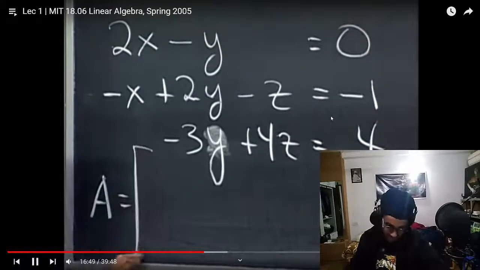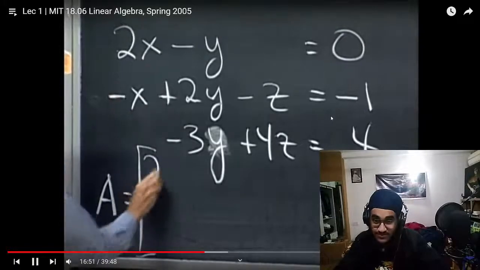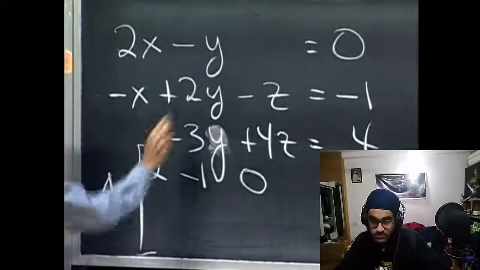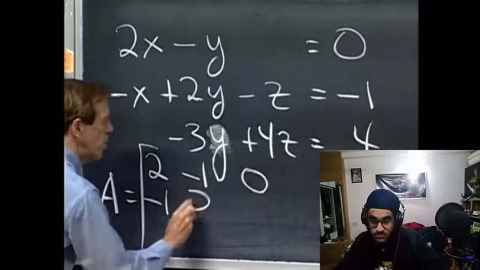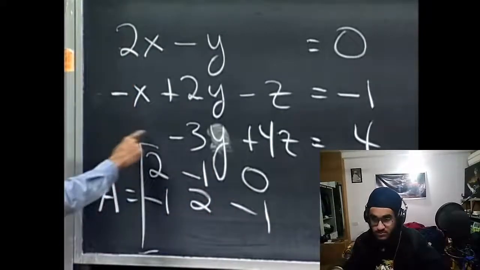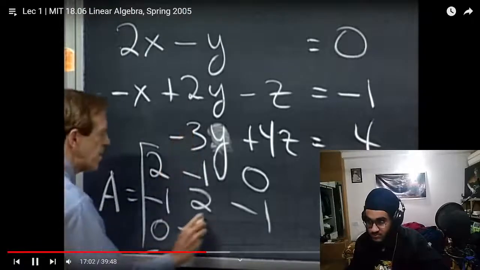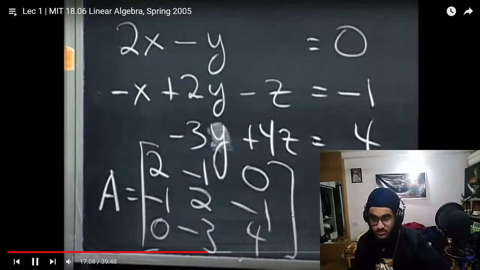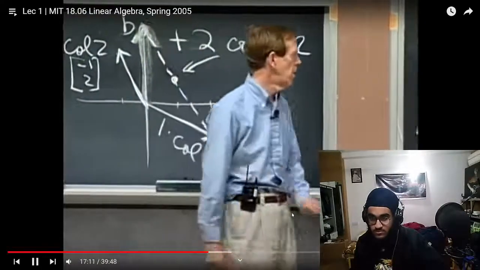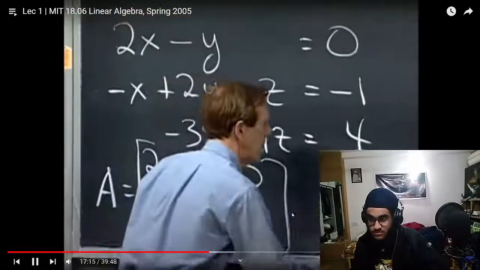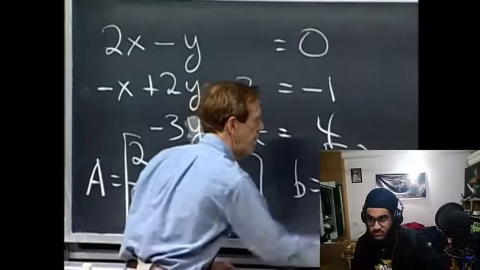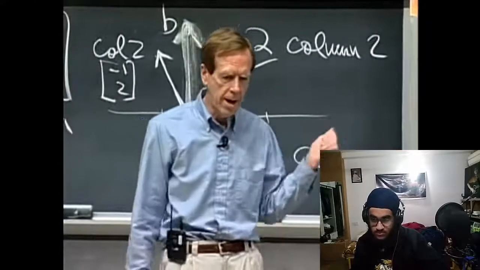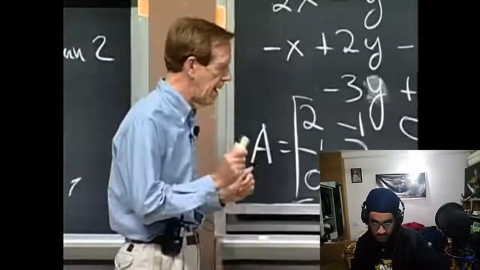Our matrix A is this: the 2 and the -1 and the 0 from the first row, the -1 and the 2 and the -1 from the second row, the 0, the -3, and the 4 from the third row. So it's a 3 by 3 matrix. 3 equations, 3 unknowns. And what's our right-hand side? Of course, it's the vector 0, -1, 4. So that's the shorthand to write out the 3 equations. But it's the picture that I'm looking for today.